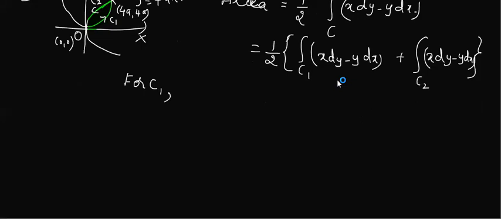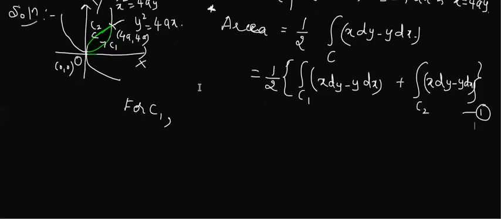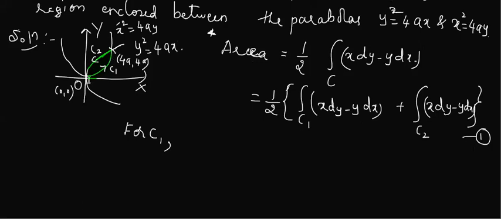Okay, so I'll call this equation 1. See, what is C1? Where is C1 lying? This C1 is a part of which parabola? x square equal to 4ay. So for C1, x square is equal to 4ay. So let us convert this.